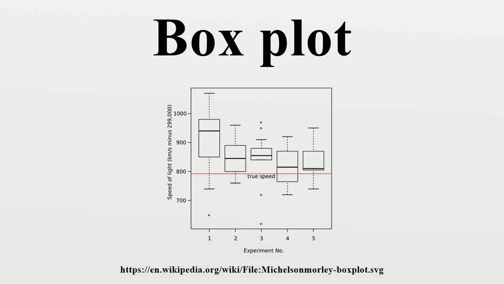In descriptive statistics, a box plot or boxplot is a convenient way of graphically depicting groups of numerical data through their quartiles. Box plots may also have lines extending vertically from the boxes indicating variability outside the upper and lower quartiles. Hence the terms box-and-whisker plot and box-and-whisker diagram. Outliers may be plotted as individual points.